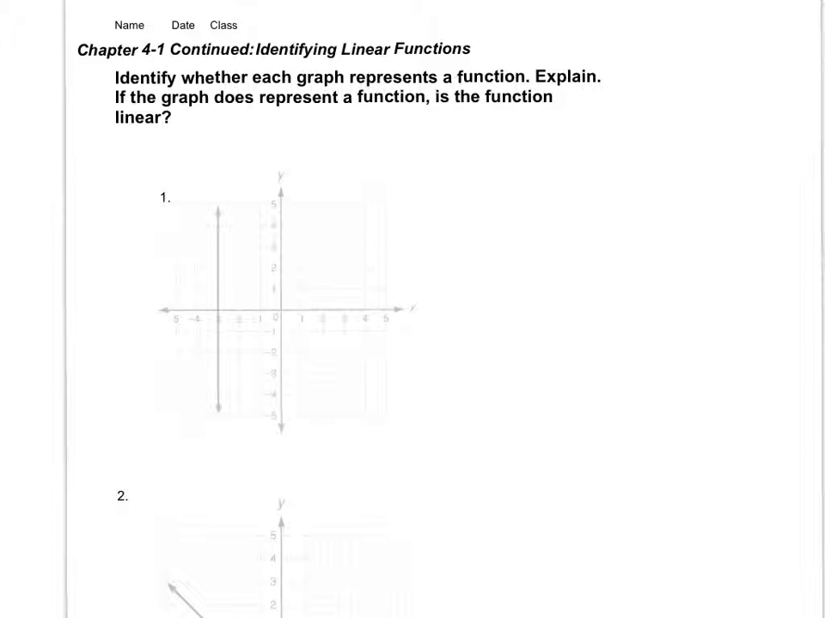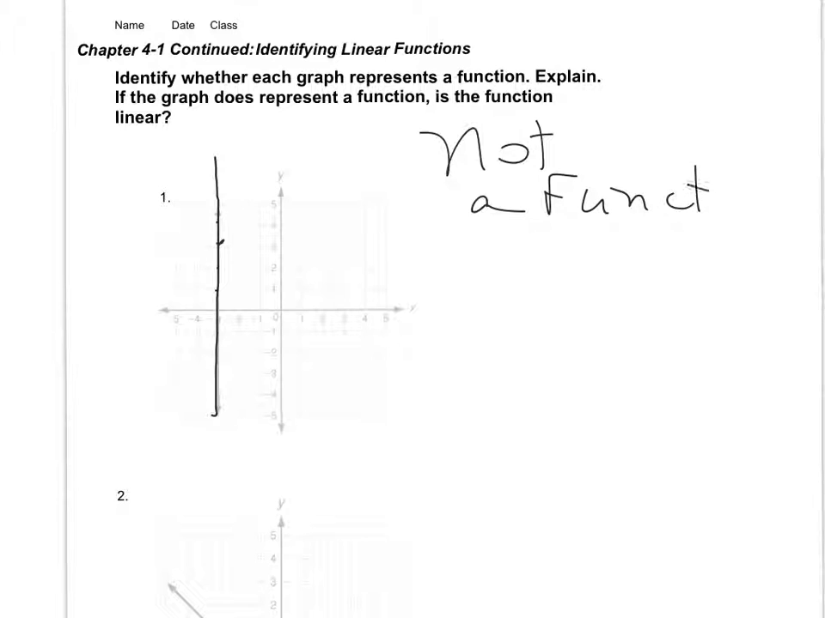Remember, you're going to draw a line, and if you notice here, when I draw a vertical line on that graph, it touches in many points. Therefore, it does not pass the vertical line test. Therefore, it is not a function. So because it is not a function, I can stop right there. It is linear. You can see that it is a straight line, but it is not a function.